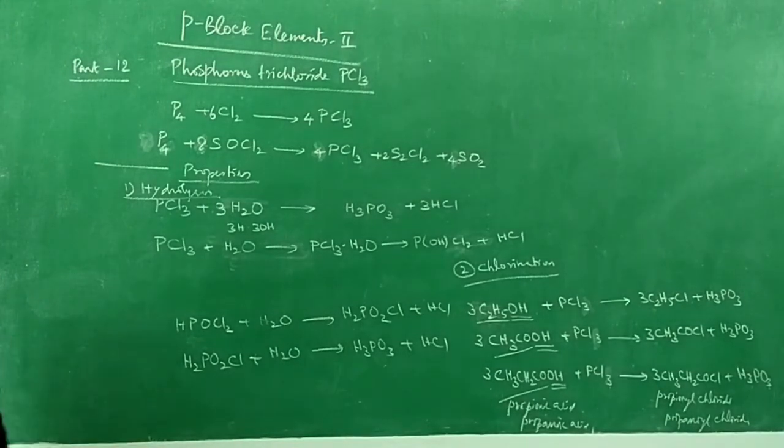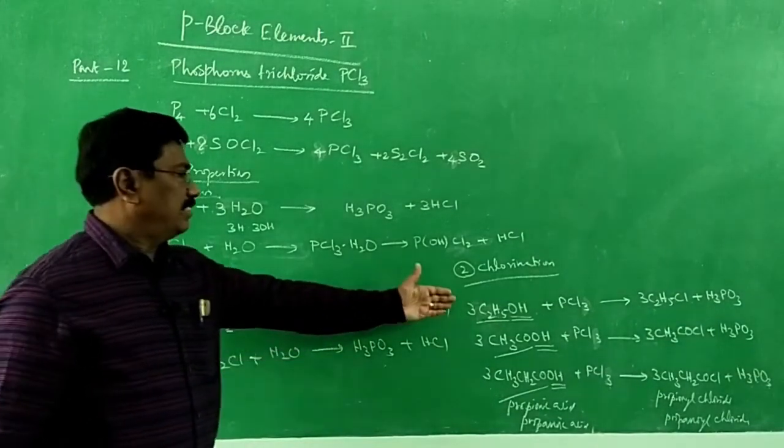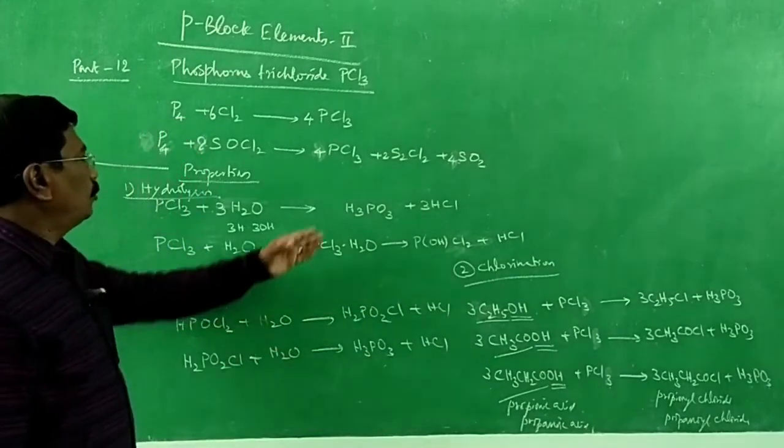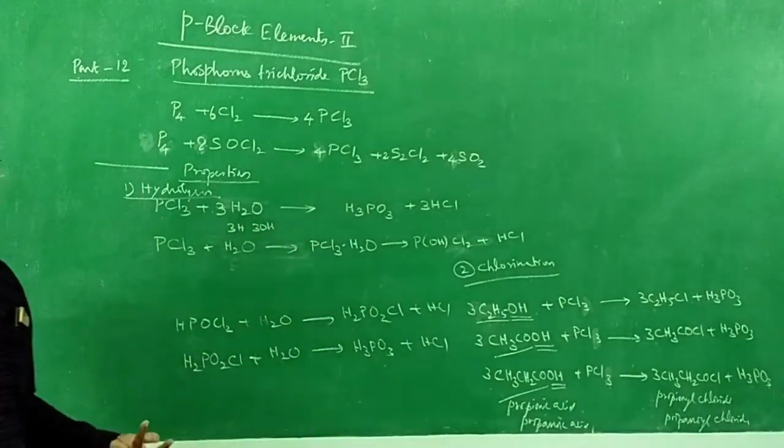What is the use then? It is used as a chlorinating agent. It is used in the preparation of phosphorus acid, that's all, nothing else.